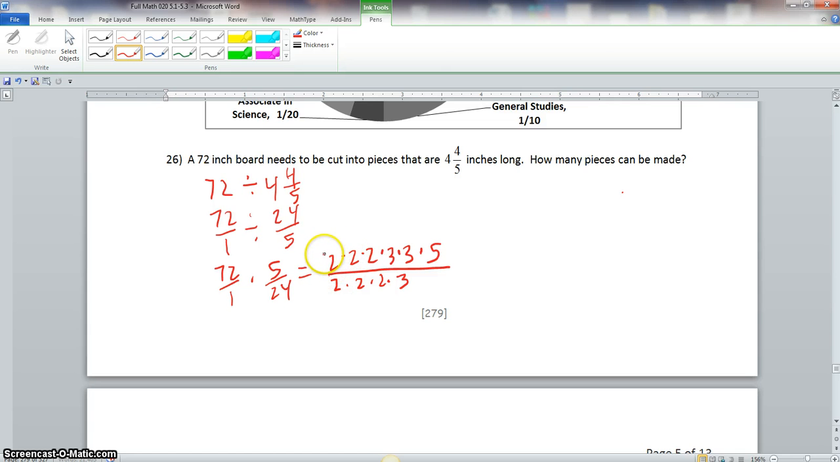Now we simplify out what we have in common. We have 3 2s on the top, or in the numerator, and 3 2s in our denominator that are the same. And we have this set of 3s that are the same as well.